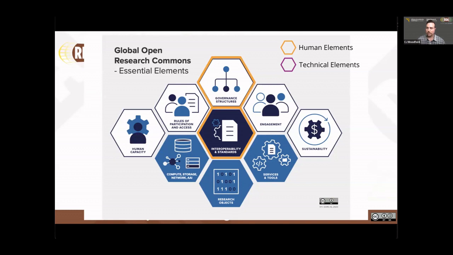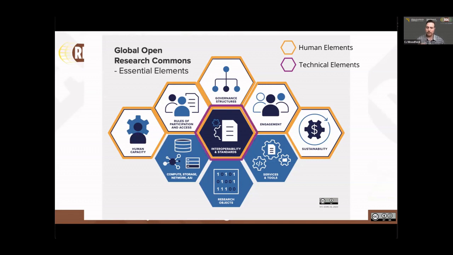We also have governance structures. So how is it being run? Your rules and participation and access for all stakeholders, sustainability, both in terms of funding as well as community endorsement or activity, engagement with your stakeholders, and human capacity. So how is it running for internal personnel and such?